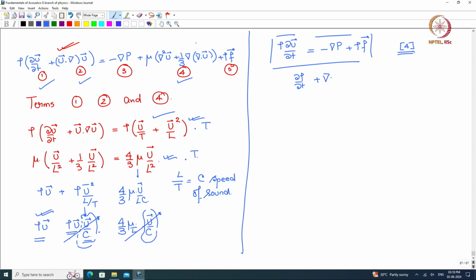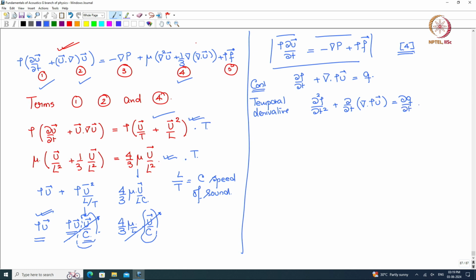Plus del dot of rho u is equal to q. That was the equation. So this was the continuity equation. We will take a temporal derivative, a time derivative. So this becomes del 2 rho by del t square plus del by del t of del dot rho u is equal to del q by del t.